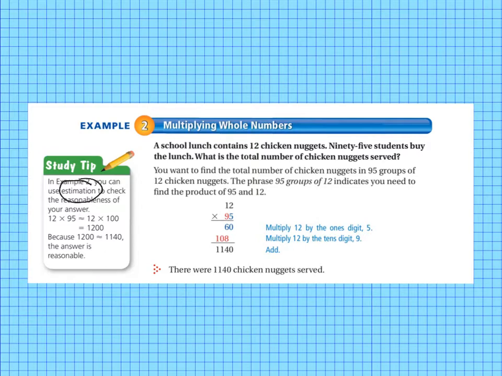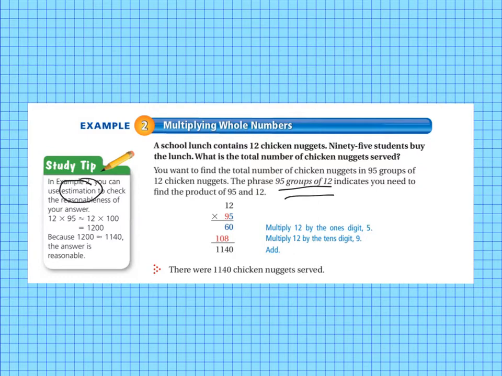You want to find the total number of chicken nuggets in 95 groups of 12 chicken nuggets. So the phrase 95 groups of 12 indicates you need to find the product of 95 and 12. When you're estimating, you don't want to get out your pencil and paper and write down 95 times 12 if you're estimating to see about the reasonableness of your answer.